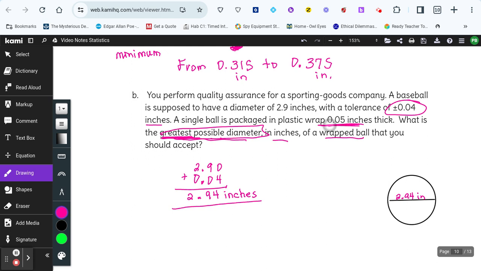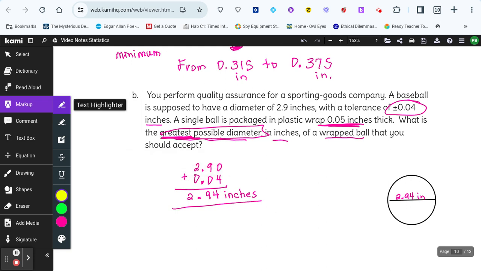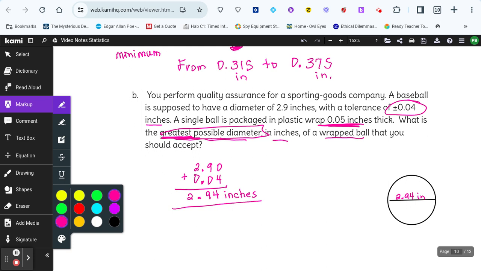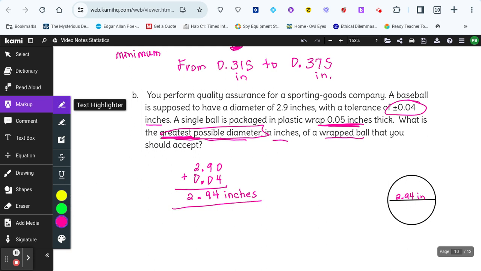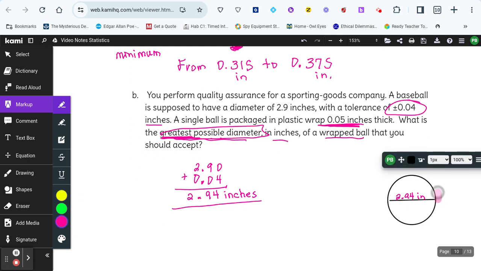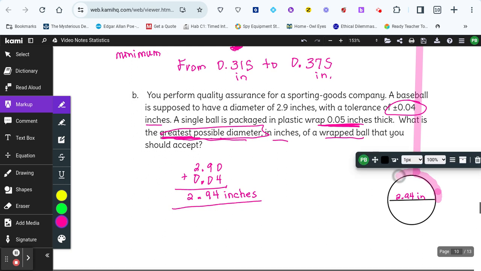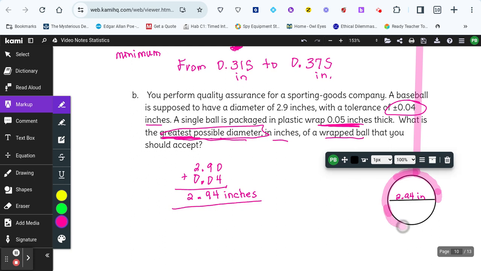But there's a wrap around the ball, okay? And the wrap is 5/100 inches thick. So that means when you wrap this, let me go with this as the wrap. We're going to pretend that we're putting some wrap around this. I'm going to do the wrap in pink. So we're going to do this wrap around it. I don't know why it did that, but ignore it. So this pink represents the wrap, okay?